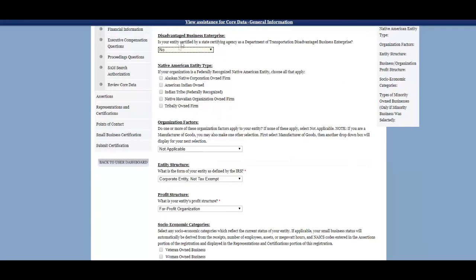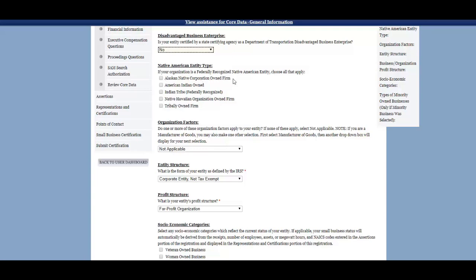Excuse me. So we are at, this is no. So now the next question, Native American entity type. Is your organization a federally recognized Native American entity? Choose all that apply.